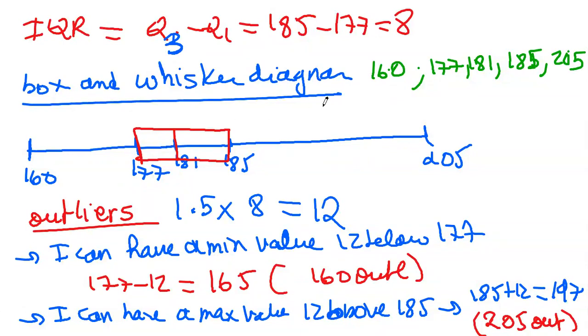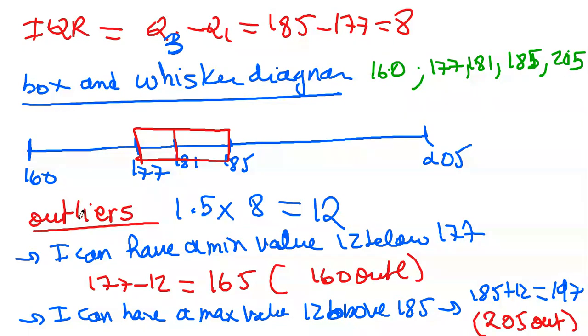So what we need to do now is, I have all those values, I need to put them in order. The smallest is 160, and then 177. This is the distance approximately between them. Then 181, 185, and 205 is really large here. And then I can join here, and this is my box.